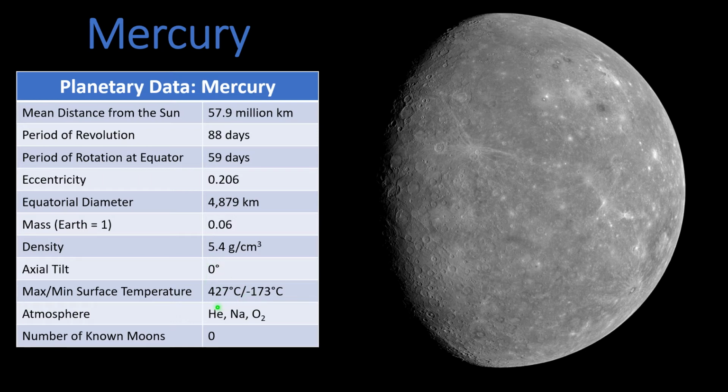There's a huge variation here, and that is because Mercury does not have an atmosphere, so it really doesn't retain heat well. The side facing the sun is very warm, 427 degrees is the maximum approximate temperature. And the side facing away is extremely cold, since the atmosphere can't hold on to any heat, at minus 173 degrees Celsius. So it's a pretty harsh, extreme environment. And the atmosphere, while minimal, is made of helium, sodium, and oxygen. And there are no known moons of Mercury.